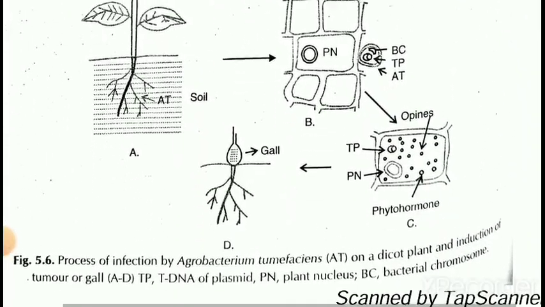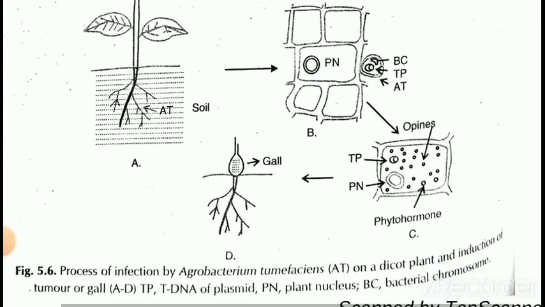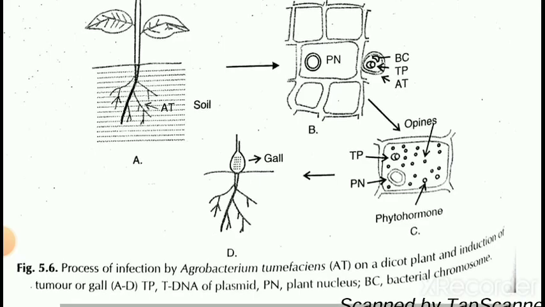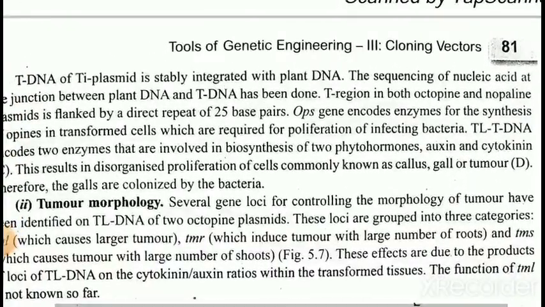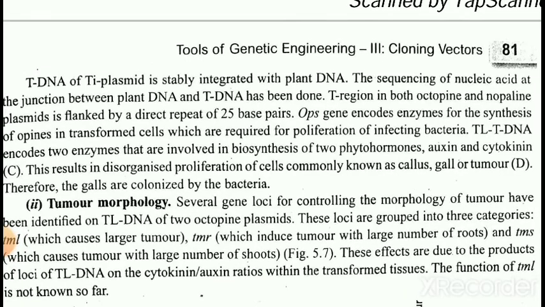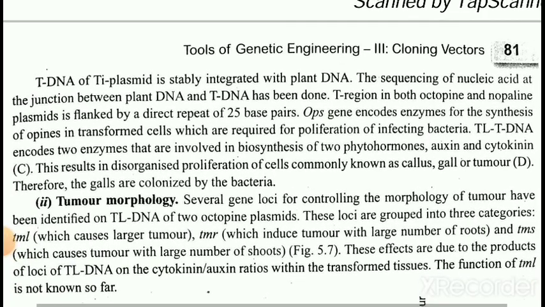Figure 5.6. Process of infection by Agrobacterium tumefaciens on a dicot plant and induction of tumor or gall. AD, Ti plasmid; T-DNA of plasmid; PN, plant nucleus; BC, bacterial chromosome. T-DNA of Ti plasmid is stably integrated with plant DNA. The sequencing of nucleic acid at the junction between plant DNA and T-DNA has been done. The T region in both octopine and nopaline plasmids is flanked by a direct repeat of 25 base pairs.